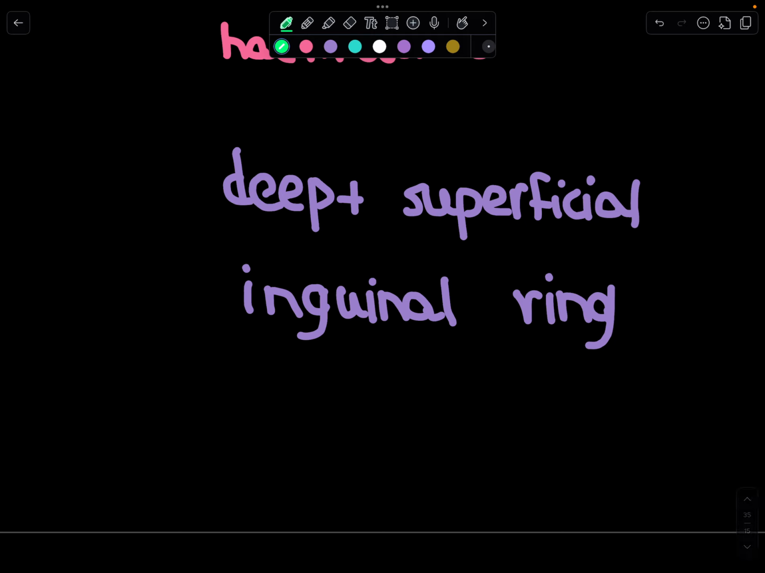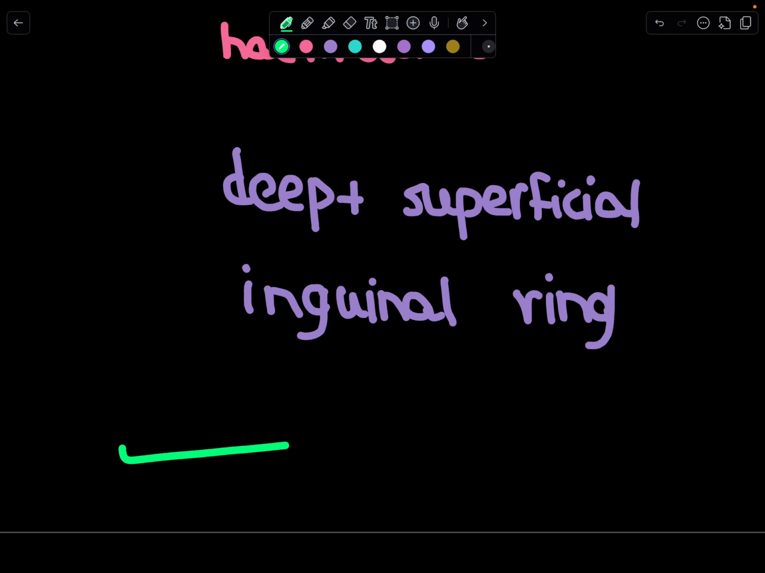Tell me more. Sorry, I didn't understand the ball thing, and tell me more about the deep and superficial ring differences. So the deep one, you have an entrance to the canal midway between ASIS and pubic tubercle, and then with the superficial, it's like an exit of the canal close. I don't understand.